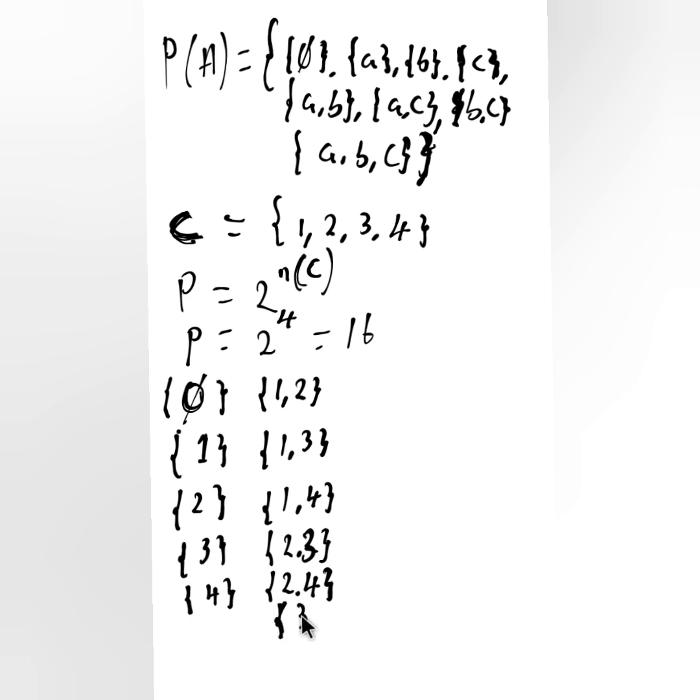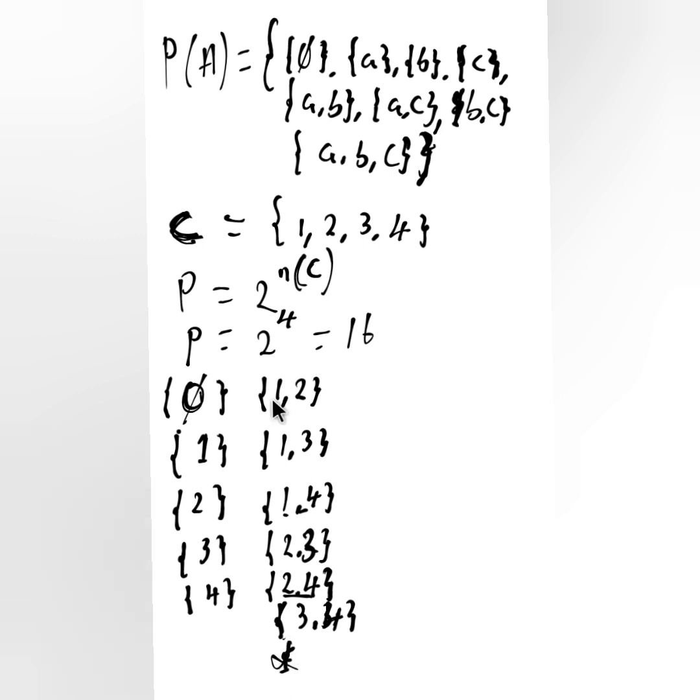Then 3, 3, 1. 3, 1 is here. 3, 2 is here. Then we have 3, 4. Okay, so what about 4? We have 4, 1, 4, 2, 4, 1 is here, 4, 2 is here, 4, 3 is here. So there's no which begin with 4 then. Then we'll move over to combining 3 of these elements together.